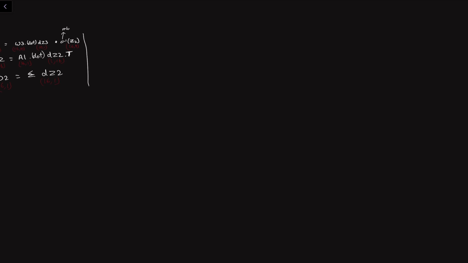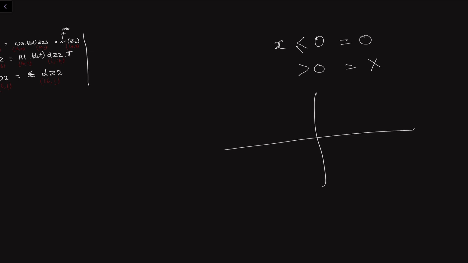ReLU is a function which takes in x and gives out 0 if x is less than or equal to 0. If it's greater than 0, it gives out x. Okay, so this is how the function looks. This follows this line. Let me use red. Follows this line and this. Okay, that's what ReLU is.